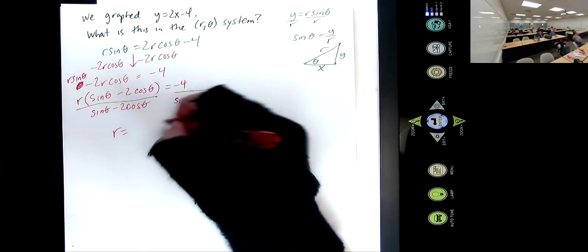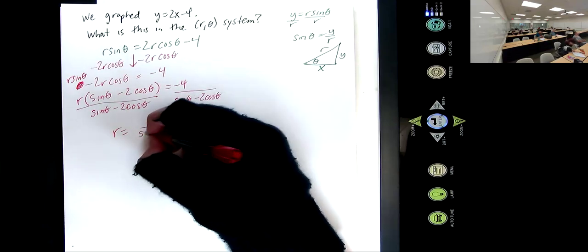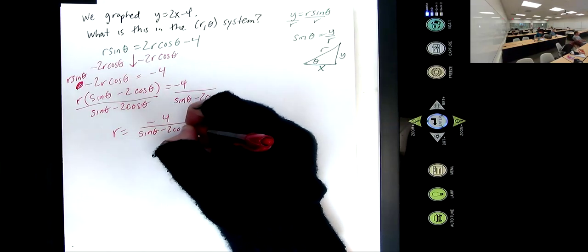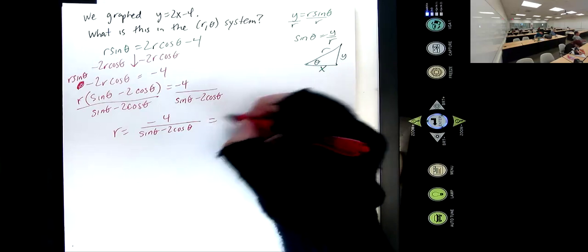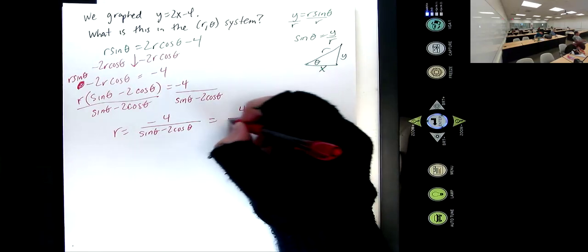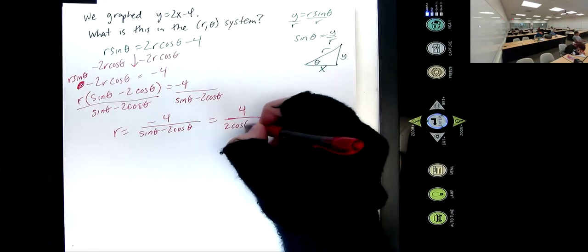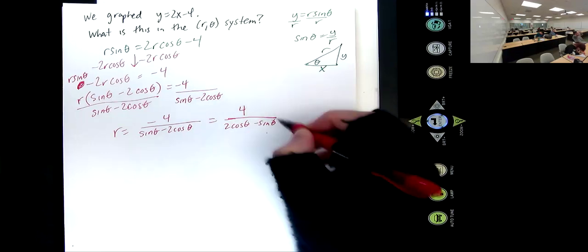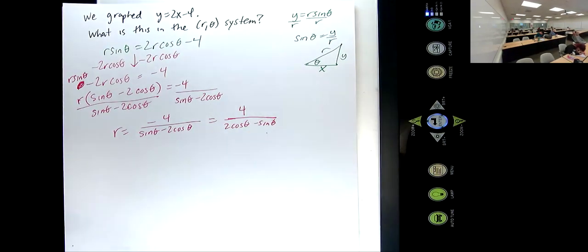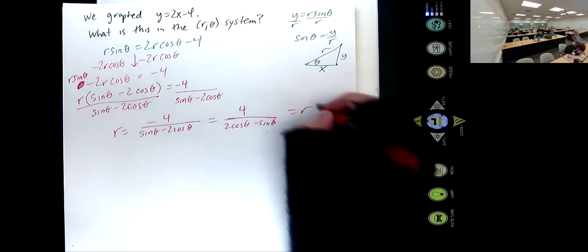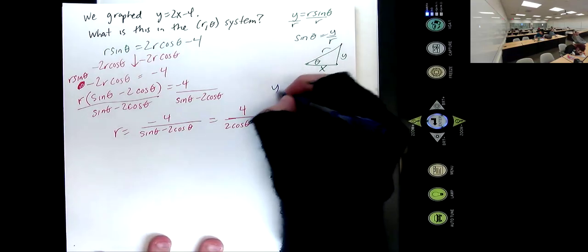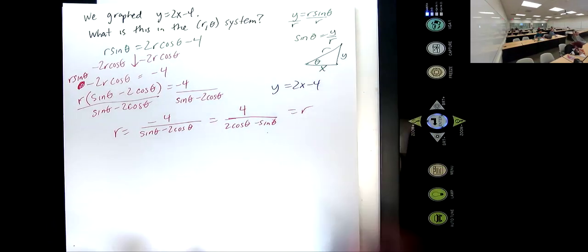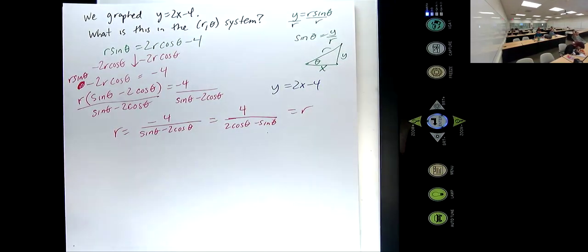So r equals -4 over sine theta minus 2 cosine theta. Or if I move the negative to the bottom, I can make it positive and do 2 cosine theta minus sine theta. So that's my r. Or we could graph y equals 2x minus 4. Which one of these sounds easier to graph? 2x minus 4. Y equals 2x minus 4.